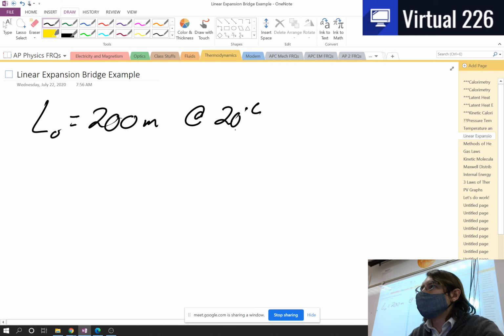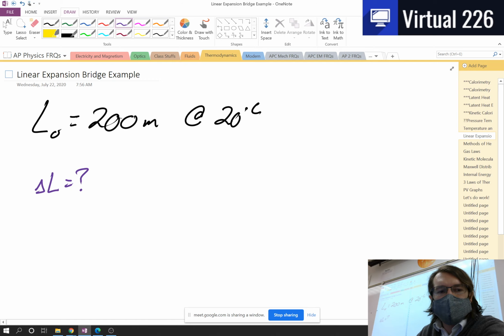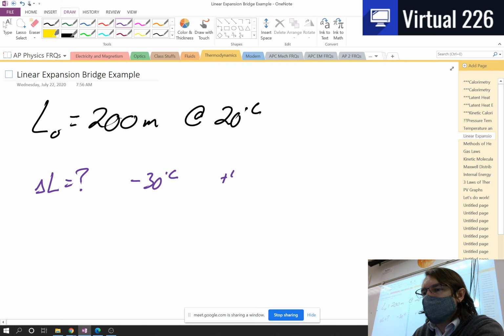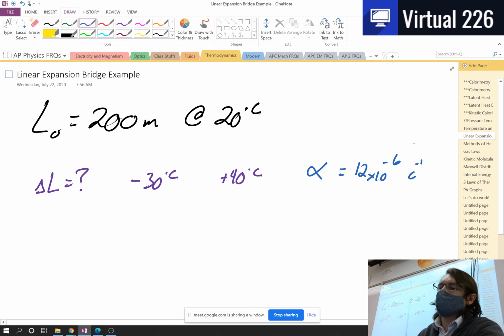Otherwise, what's the delta T going to be here? What we would like to know is, what is the change in length for the bridge whenever the temperature goes down to negative 30 degrees Celsius, which it absolutely can during a polar vortex, or if it gets as hot as plus 40 degrees Celsius. What we do know is that our bridge has an alpha value of 12 times 10 to the minus 6 inverse Celsius. So that Celsius is in the denominator and the units work out.